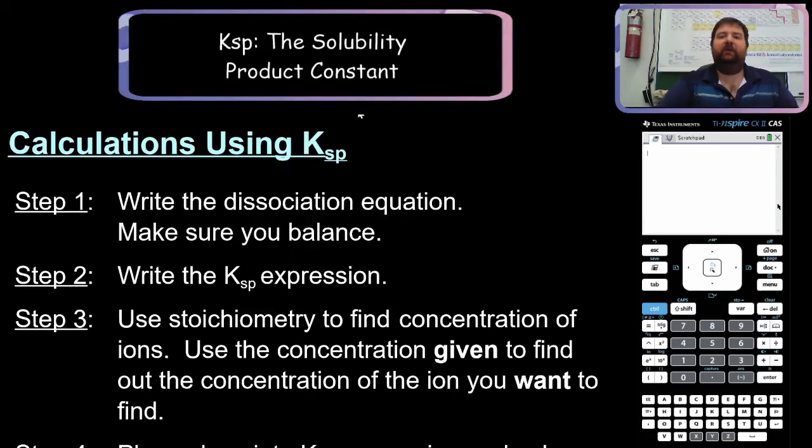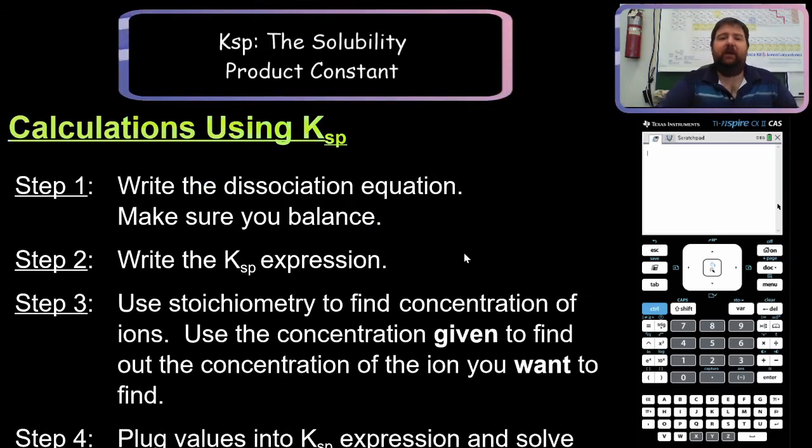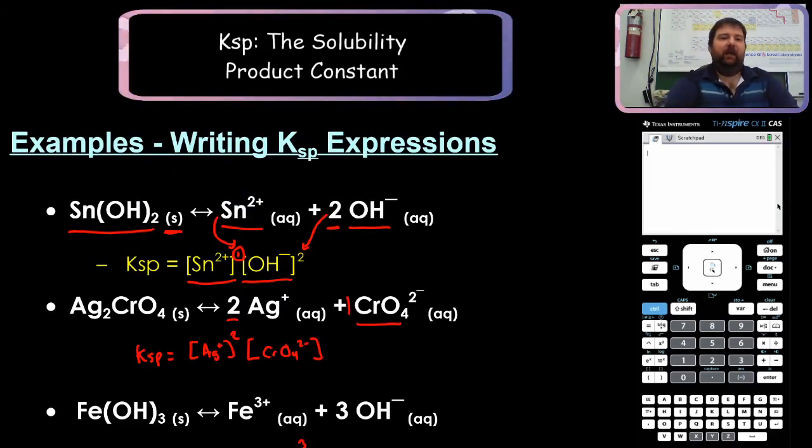Let's try doing some calculations. So now we're going to work on calculations using our Ksp expression. And these are going to have steps just like everything we do in science, right? The first step is simple. Write the dissociation equation. That's it. So we're going to start with that, writing dissociation equations, and we're going to make sure that we balance. So before we move on to the next steps, let's actually do this with an example.